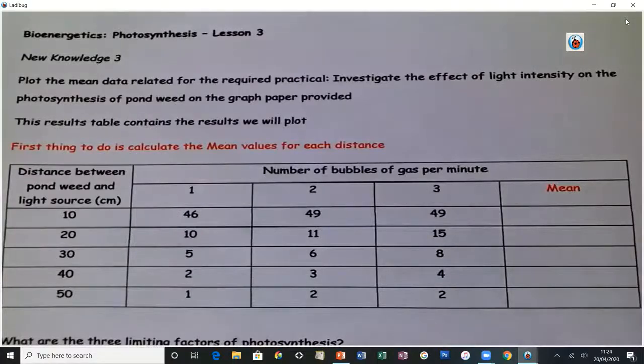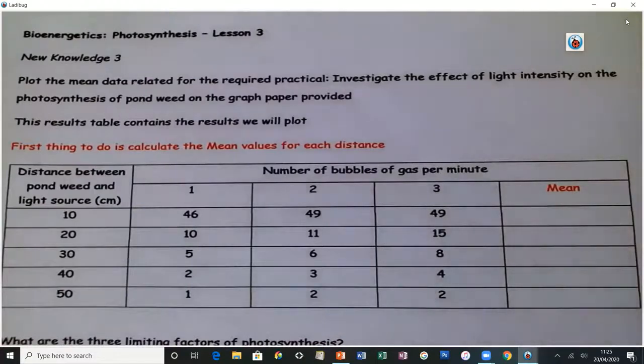Here is the first sheet, which has got the table of results. And what we're going to do, we're going to use this table to plot a graph. So we're going to analyze these results. But the graph we're going to plot is going to be the distance the light source is away from the pondweed against the mean number of bubbles of gas produced per minute. So the first thing we've got to do is work out the means for each of the distances.